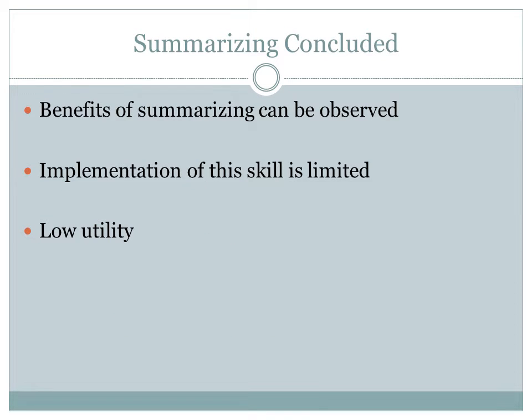Summarizing concluded. Benefits of summarizing can be observed. Implementation of this skill is limited and low utility. The benefits of summarizing can be observed in a classroom setting. However, the issue with summarization skills is that as a learner, you must possess these skills already in order for it to work. It is believed that summarizing should be a skill implemented for undergraduates instead of middle school to high school aged children.